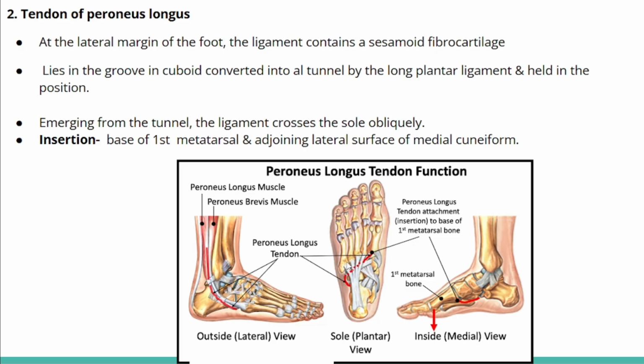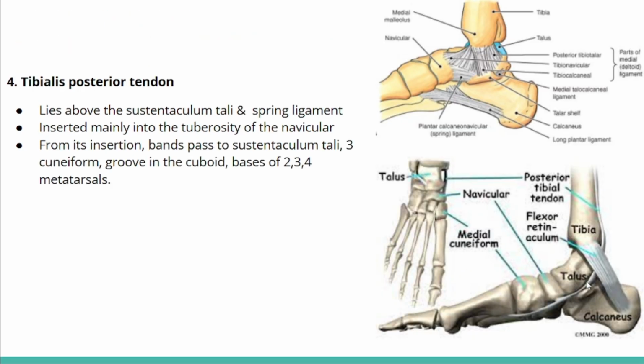This is where the cuboid bone is located. Now this tendon lies in the groove in the cuboid bone, which is converted into a tunnel by the overlying long plantar ligament. So the long plantar ligament also helps to keep this tendon in position when it crosses the cuboid bone. And then the tendon emerges from the tunnel and crosses the sole obliquely. It inserts into the base of the first metatarsal and the adjoining lateral surface of the medial cuneiform. Then the tibialis posterior tendon.